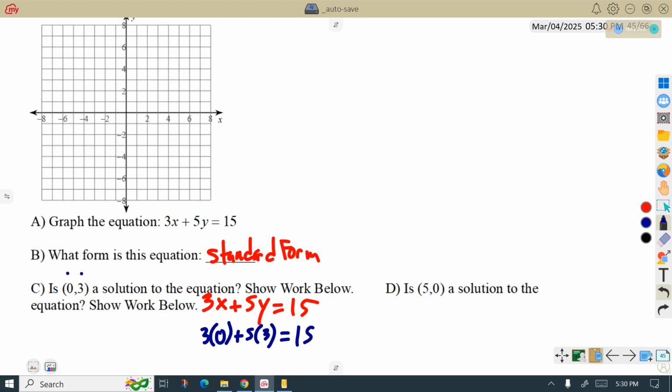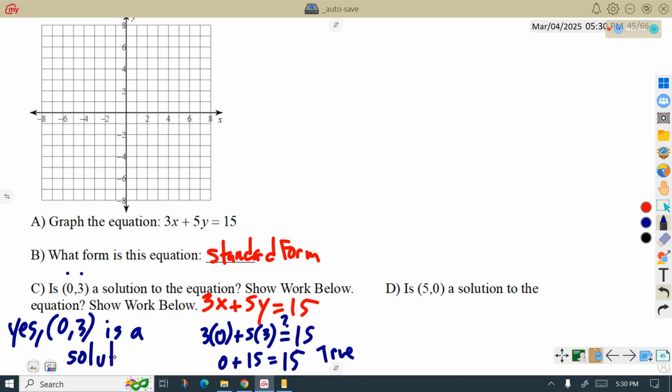So is this true? Well, 3 times 0 is 0, and 0 plus, well, 3 times 5 is 15. Is it true that 0 plus 15 equals 15? Yes, this is true. And therefore, what we can say is yes, 0, 3 is a solution, which means that 0, 3 is on the line. So that means we could go ahead and put that point: x equals 0, y equals 3.